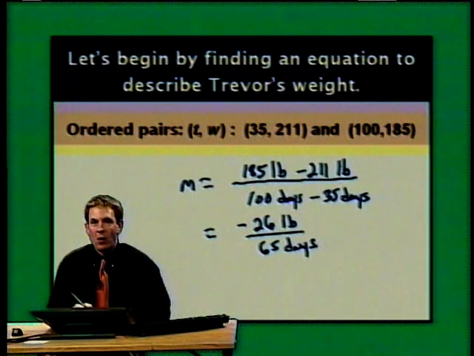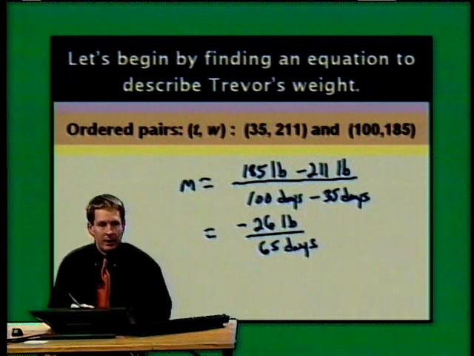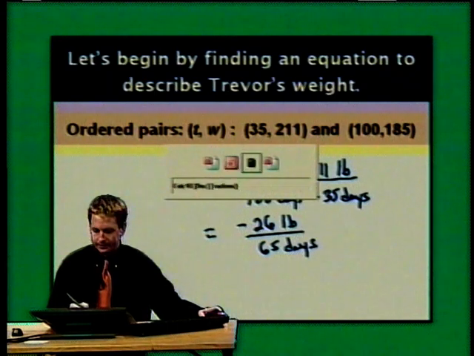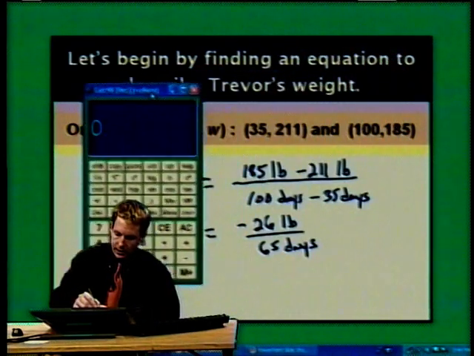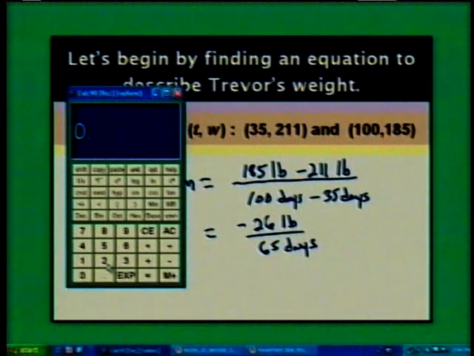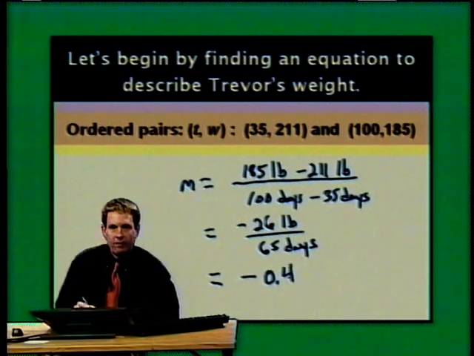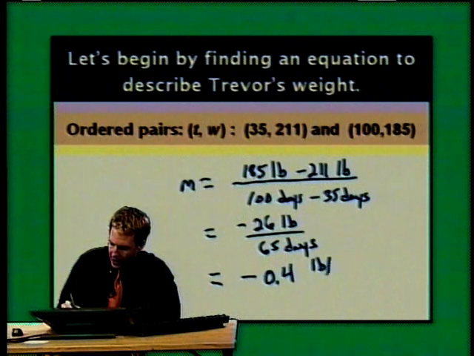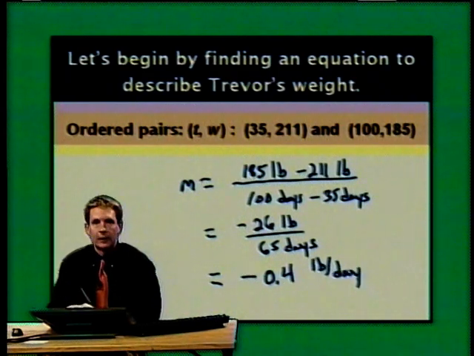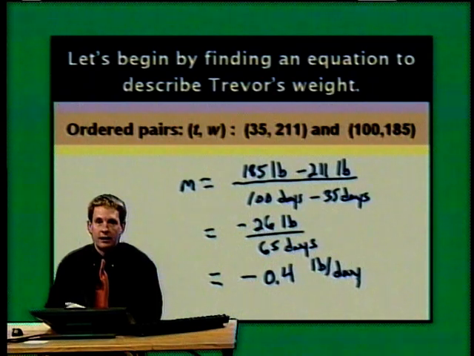I think this slope will be more meaningful if I change it to decimal form. So I'm going to get out the calculator, and I am going to find what 26 divided by 65 is. 26 divided by 65 is 0.4. So my slope is negative 0.4, and the units are pounds per day. Can you think of what this slope tells us? It tells us that Trevor lost weight at a rate of 0.4 pounds per day.